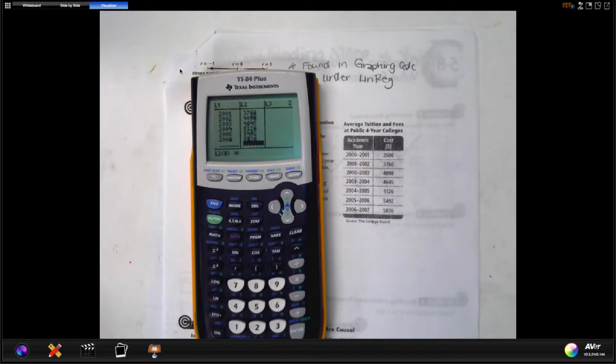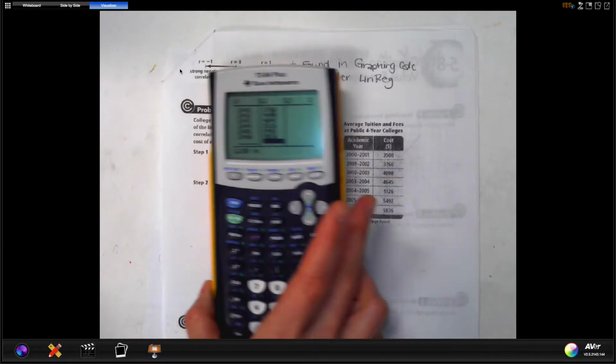Does everyone have that? Okay, is everyone caught up with entering their data?